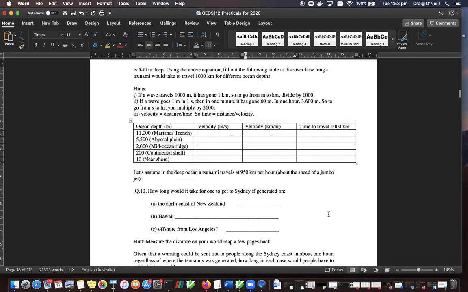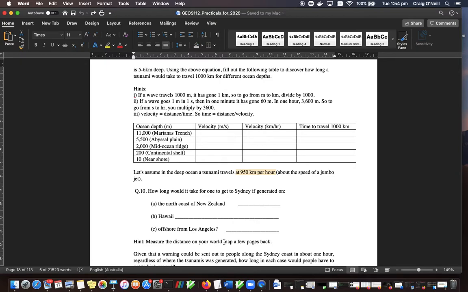Now lastly, we want to consider if we were travelling at about 950 kilometers per hour, which is about the speed of a jumbo jet and the average speed for a tsunami in the ocean, how long would it take for that tsunami to get to Sydney from either New Zealand, Hawaii, or LA?